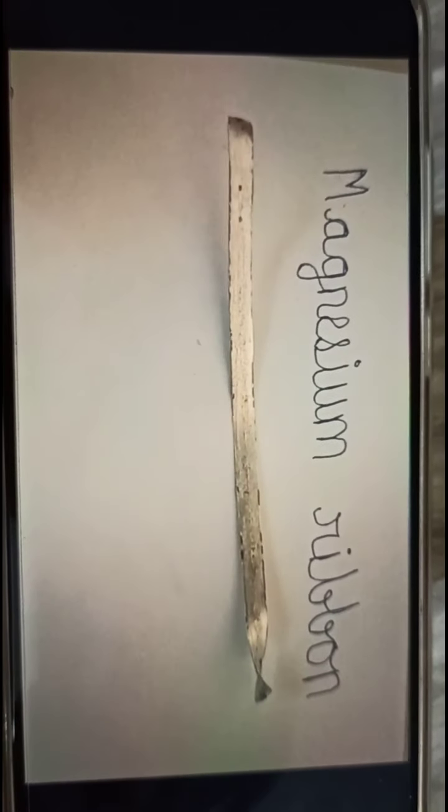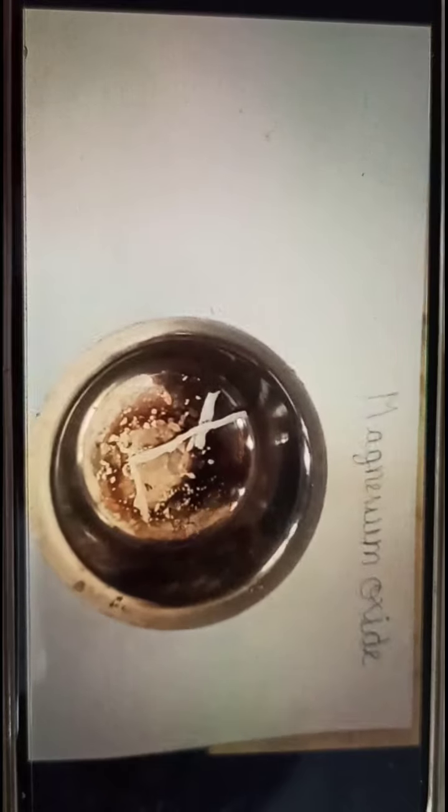Students, here we have a magnesium ribbon which we have already cleaned. Before burning magnesium ribbon, we have to clean it with sandpaper to remove the protective layer present on its surface. When we burn it, you can see that it burns with a dazzling white flame along with the production of white colored powder. So these are the two observations in this experiment: one is the white flame and the second is the white colored powder.